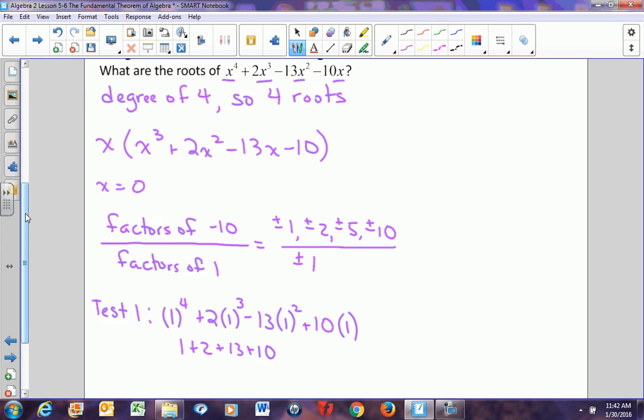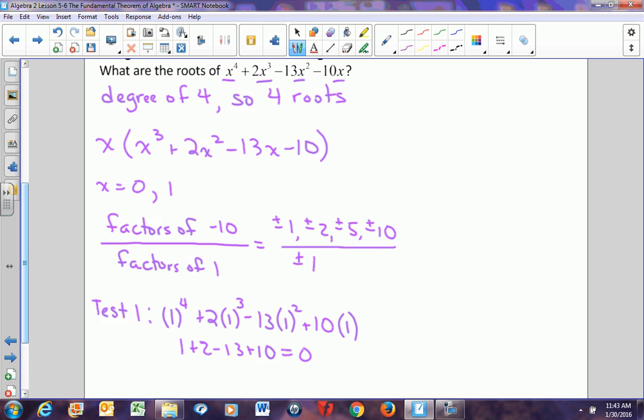Oh wait, that's good. So it should be 2 minus 13 plus 10. If you look at that, that equals 0, doesn't it? So I now know that 1 is a root. So I now have 2 roots, right? 0 is a root and 1 is a root.